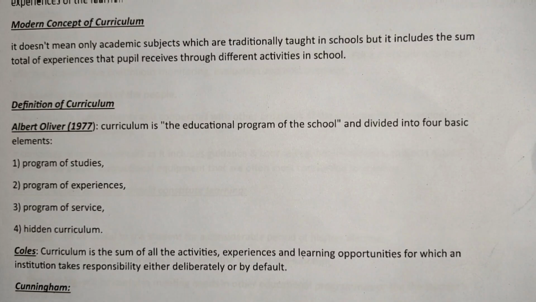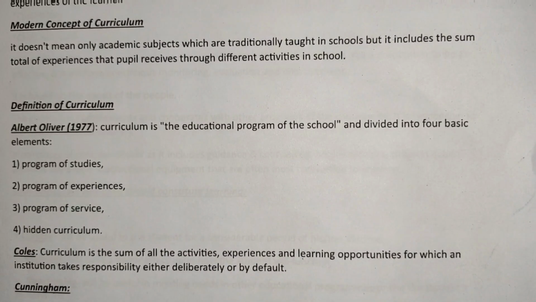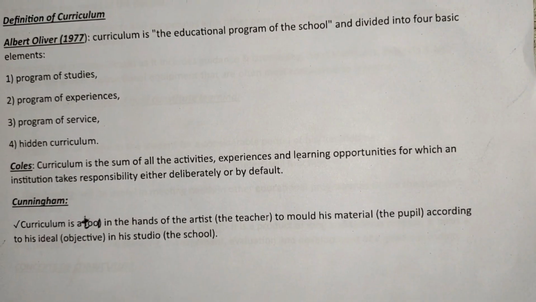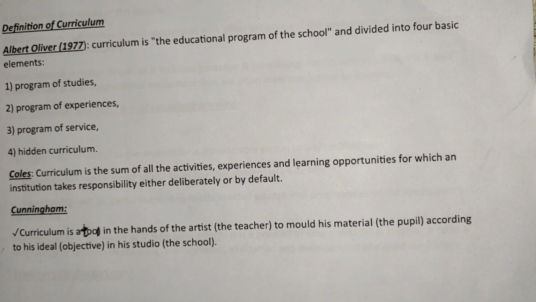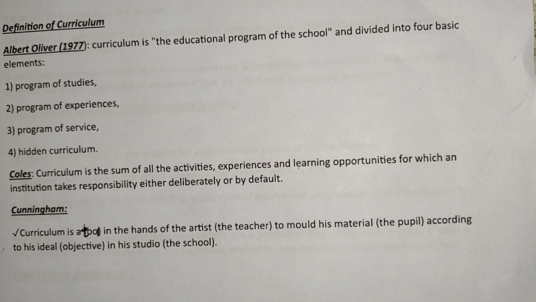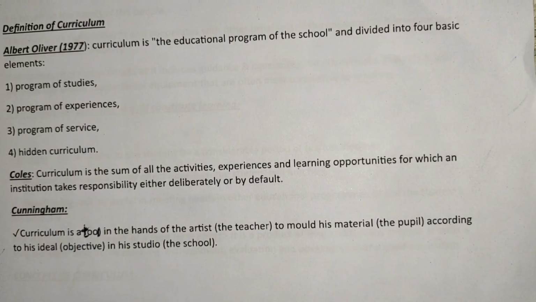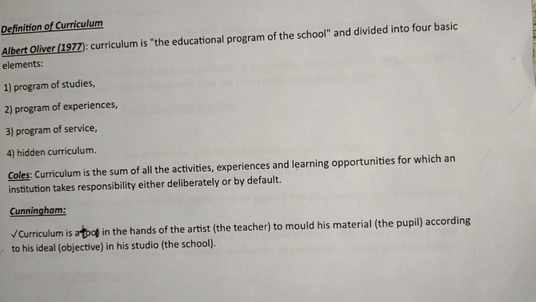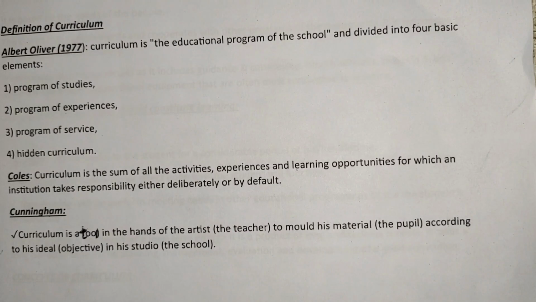Now comes the third one, that is Cunningham. Cunningham said that the curriculum is a tool in the hands of the artist. Here, what do you mean by artist? Artist means the teacher. To mold his material. Material means pupil, means the students. According to his ideal, means according to his objective. In his studio means in the school. Studio here means school.